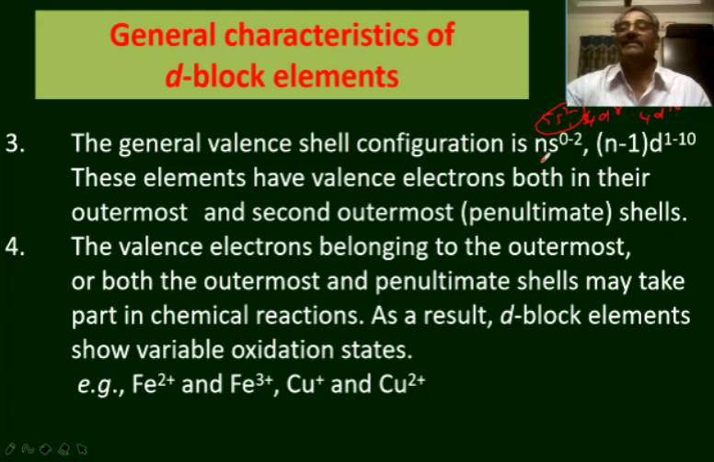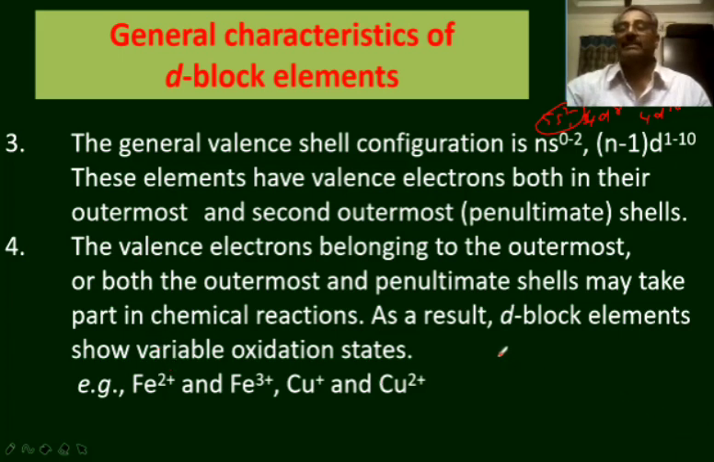This kind of deviation from the Aufbau principle is in order to give high stability to the atom. Next, the valence electrons belonging to the outermost or both outermost and penultimate shells may take part in the chemical reactions. As a result, d block elements show variable oxidation states.